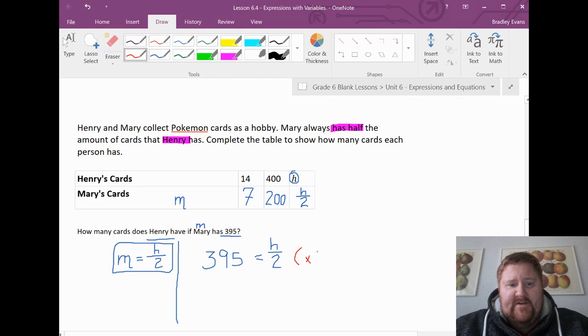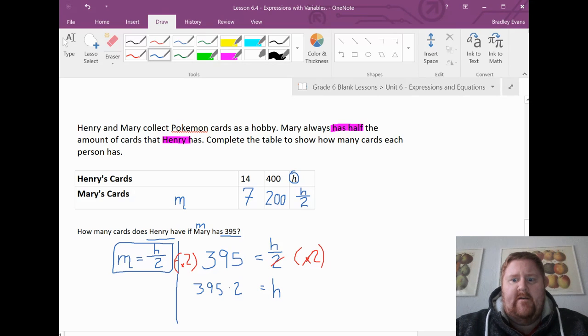So to get rid of our division sign here, we're going to multiply by whatever's in the denominator. In our case, it's a 2 here. Okay, and h divided by 2 times 2 is going to cancel out and leave us with h. And then on the other side, we're going to have 395 times 2. Okay, I'm going to pause here while I quickly work that out.